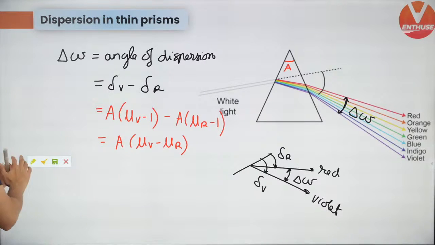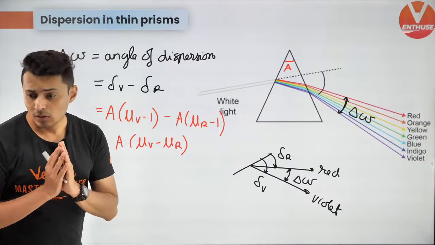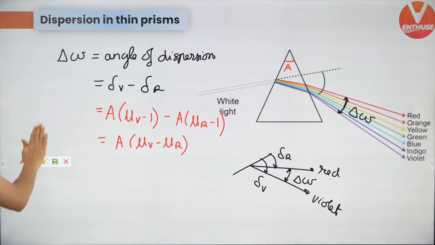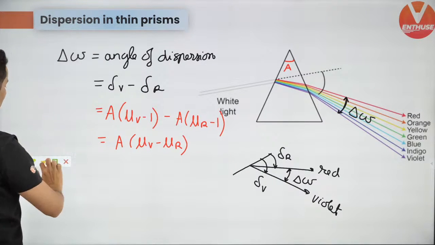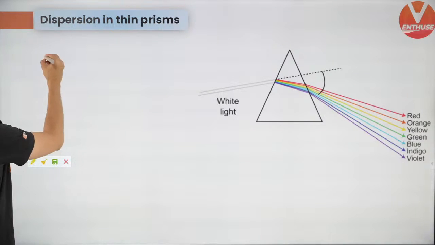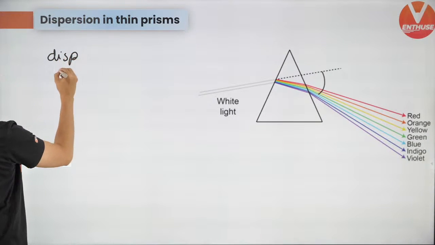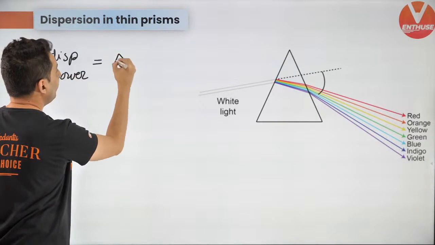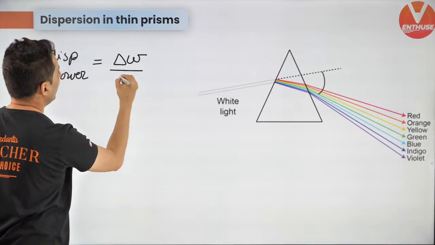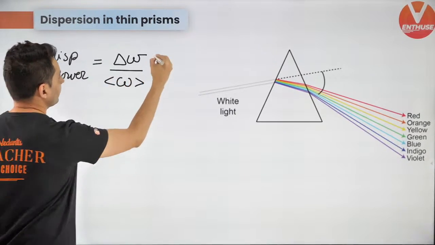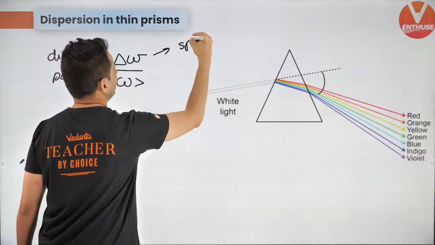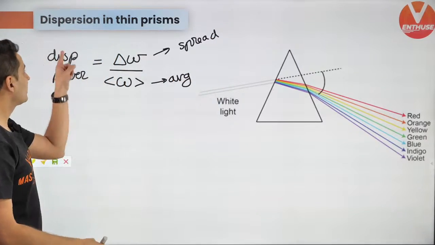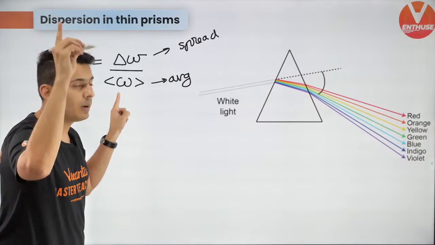Okay, so now, if this is clear, the next concept is dispersive power. Dispersive power is how much it spread upon the average deviation. So the spread divided by the average value gives you the dispersive power.